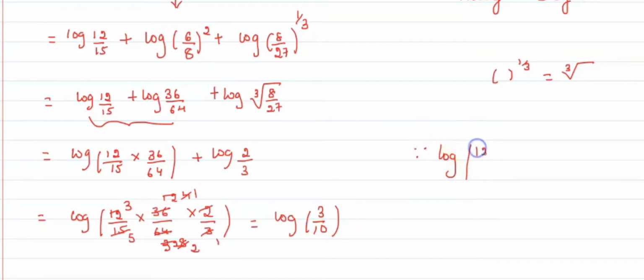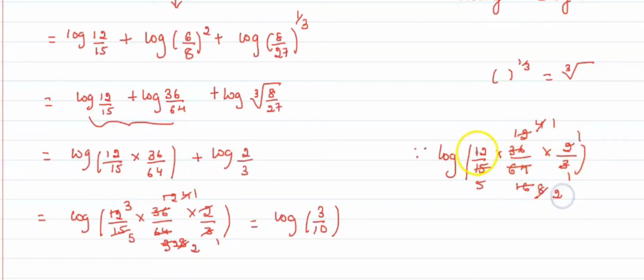So log of 12 by 15 multiplied by 36 by 64 multiplied by 2 over 3. 3 fives are 15, 3 twos are 6. Next, 3 fours are 12, 4 sixes are 24, 2 eights are 16, 4 twos are 8, 4 threes are 12. So what is left in the numerator is log 3, and in the denominator, 5 twos are 10. Hope you understood this one.